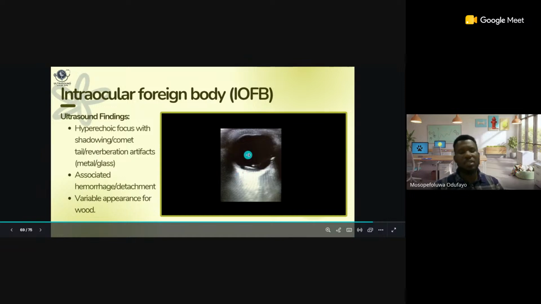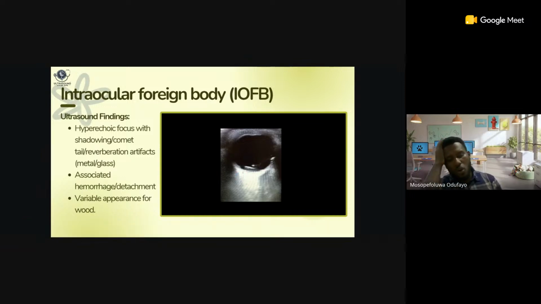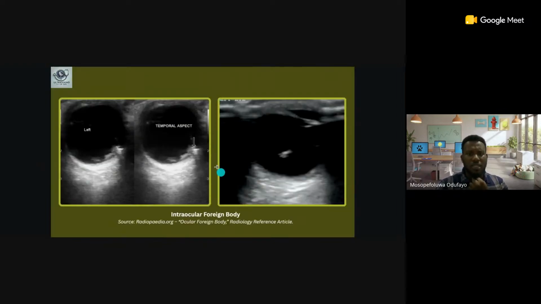There could be associated retinal detachment or choroidal detachment or hemorrhage. There could be variable appearances for wood. It could be hypoechoic, whatever, depending on what it is. But you just find this focus. And if it is glass, metal, or any of those things, it will have comet tail artifacts. Is that okay? Good. So look at this.